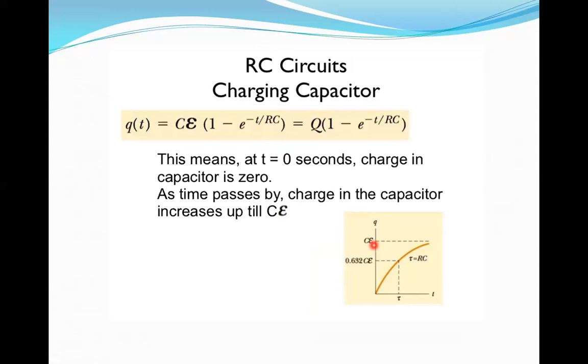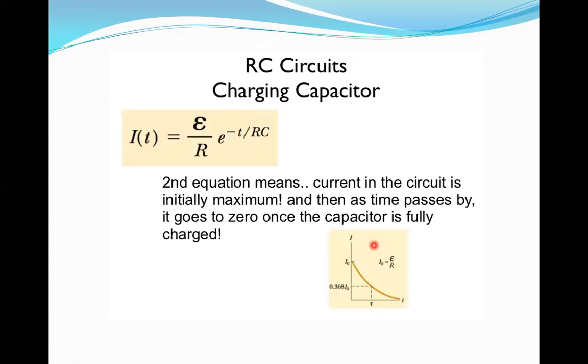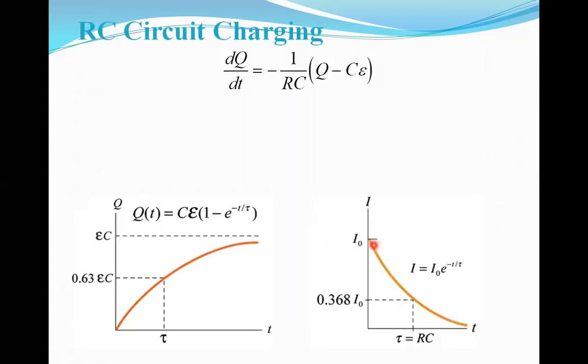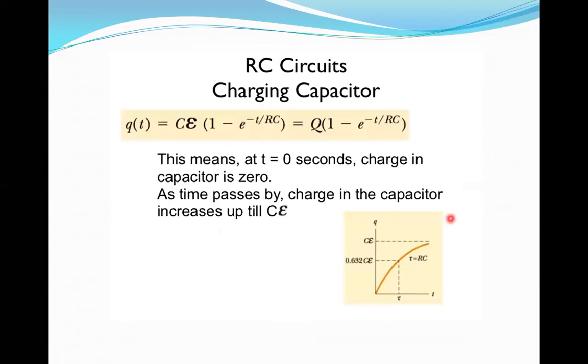This means at t equal to 0 seconds, charge in the capacitor is 0. As time passes, charge in the capacitor increases up to its maximum value, CE. You can see it here, or in the later slide. This is charging the condenser. When we keep tau, the time constant, as RC, the RC cancels and we get e to the power of minus 1. The same way as in the case of the LR combination, this will come to 0.63. It means the charge on the condenser attains 63% of its maximum charge when the time is equal to RC seconds. And only when this exponential term is equal to 0 will the charge on the condenser attain its maximum value.